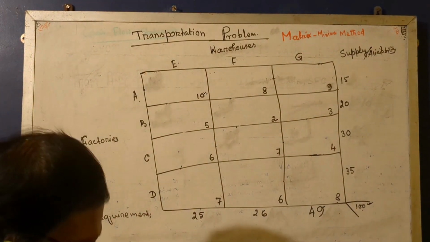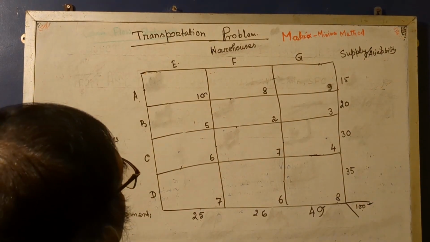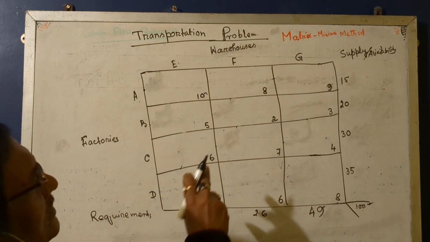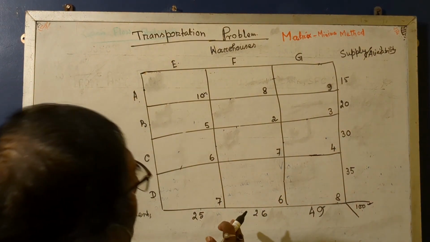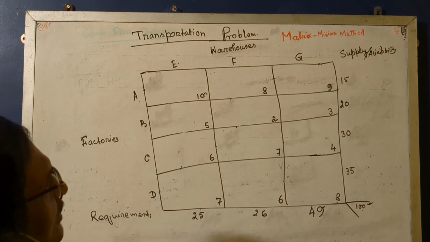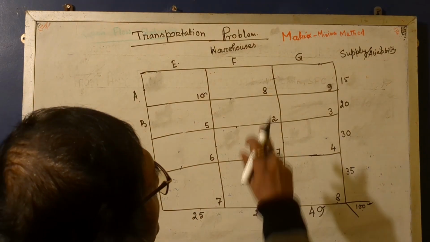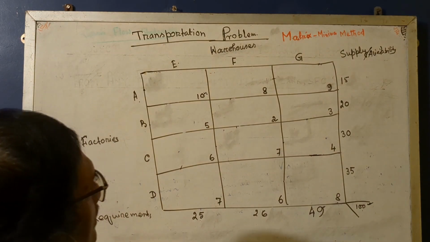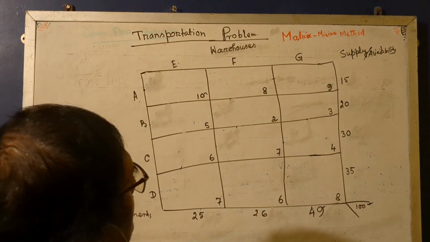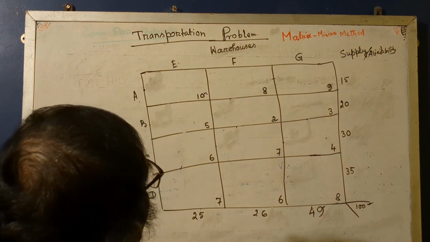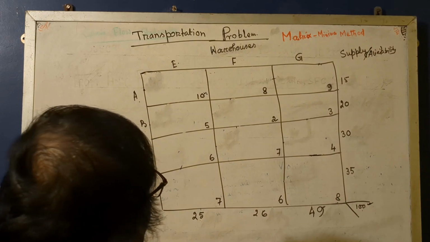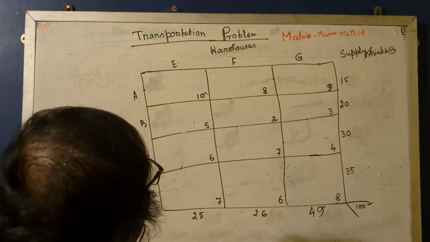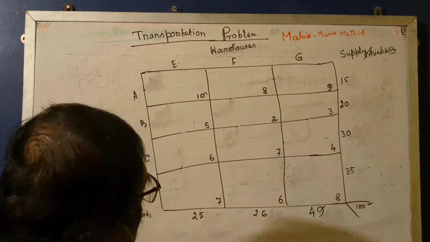In my last video, I discussed the northwest corridor rule method for finding the initial basic feasible solution. Today, I am going to discuss another method, that is the matrix minima method. The last one, which I have already mentioned, is the VAM method, Vogel's approximation method, to find the initial basic feasible solution. This is the first step for finding the optimum solution for any transportation problem.